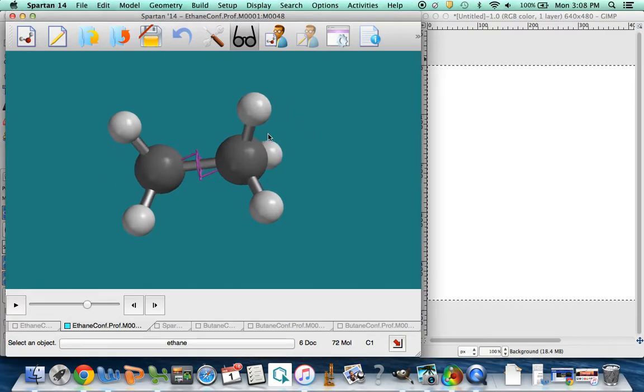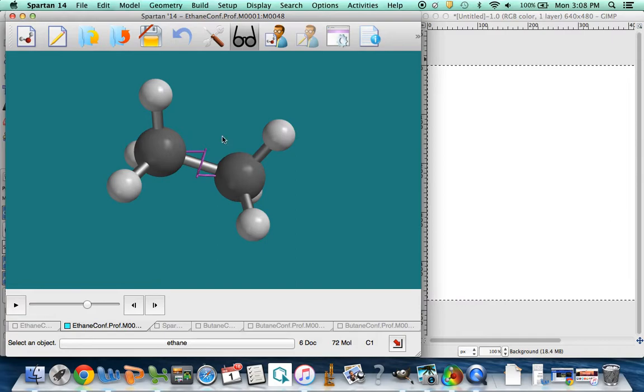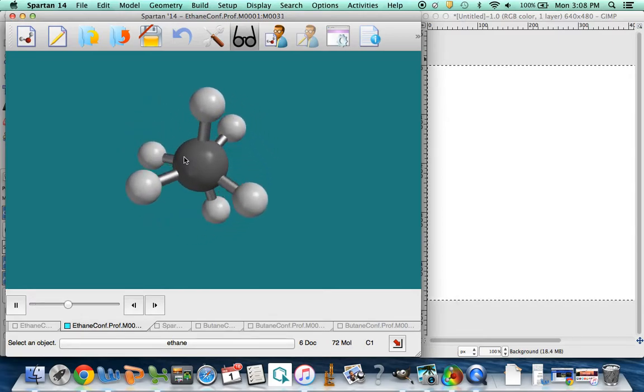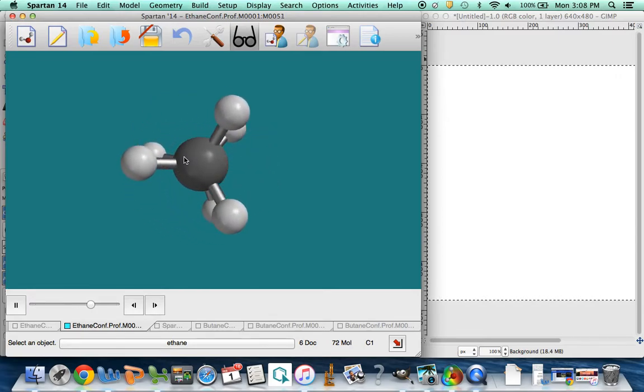So here in this molecular modeling program, I've got ethane, C2H6, and I can imagine rotating this molecule around the carbon-carbon bond to generate a bunch of dihedral angles. So I've asked the computer to look at a bunch of dihedral angles. Here's the computer animating the different rotations of that carbon-carbon bond.